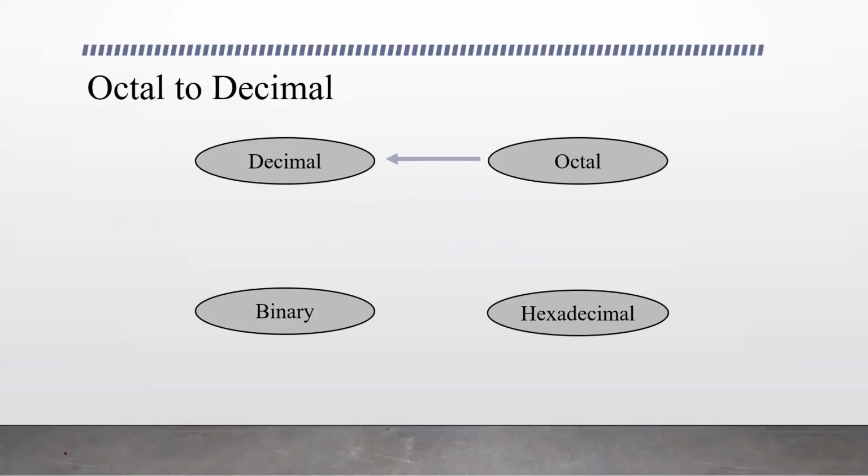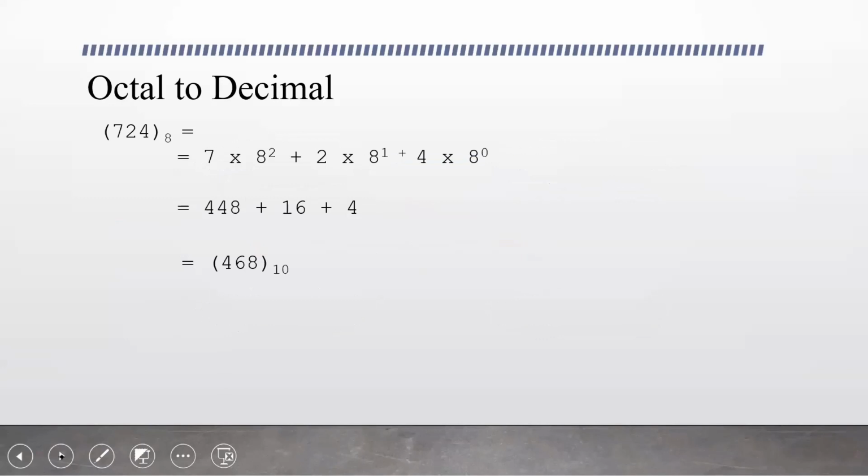And let's take an octal number. Let's take an octal number and convert it to decimal. We follow the same procedure. To convert from any form to decimal, the procedure is the same. So here is an example, 724. Okay, it's an octal number, so it has a base 8, 724.